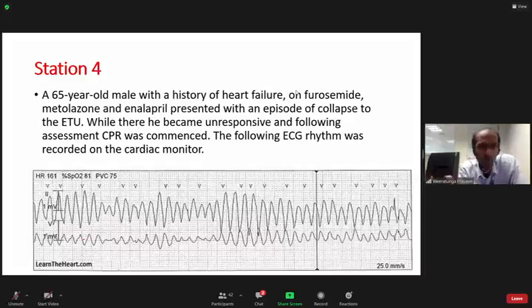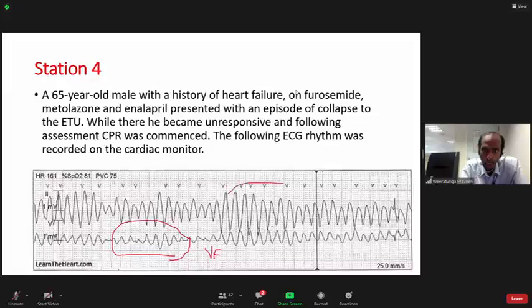Okay, station 4 was actually a repetition, the same ECG. So this is torsades de pointes, and you can see this part is probably ventricular fibrillation. It has a bit of a VF feel. This is more torsades de pointes.